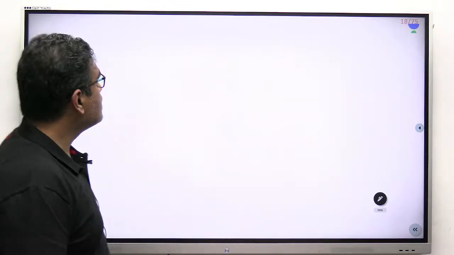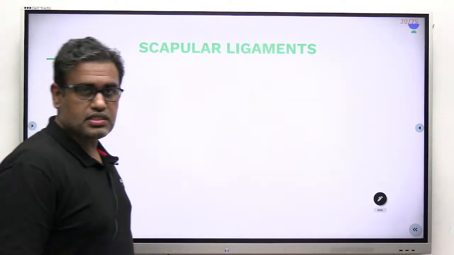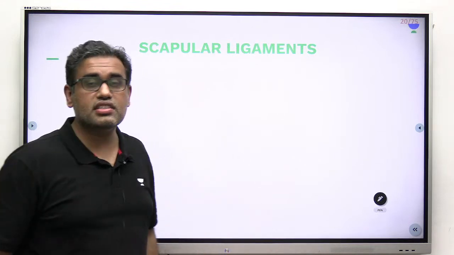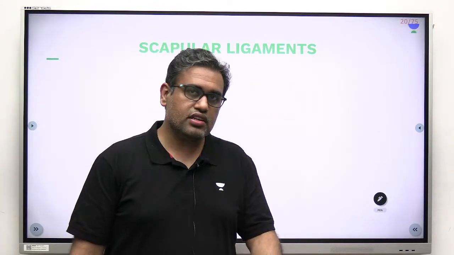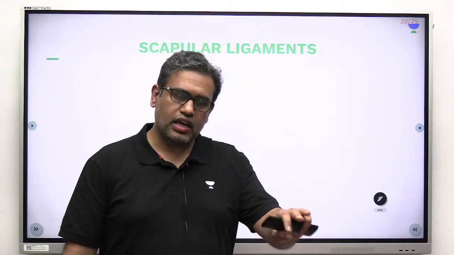Let us proceed further. Now, say some of the scapular ligaments. Apart from this, some of the scapular ligaments. What are these scapular ligaments? Now, the scapula is connected to two bones. Both are of the appendicular skeleton.